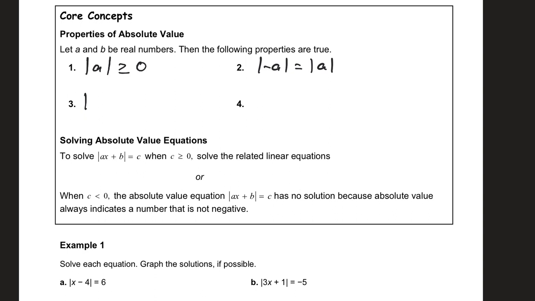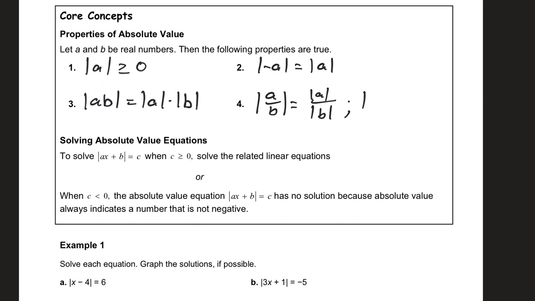We can split some things up. If you have the absolute value of two things being multiplied, A times B, then we can split that up into just the absolute value of A times the absolute value of B. And the last thing is also true, that if you have two things being divided, so the absolute value of A divided by B, that is equal to the absolute value of A divided by the absolute value of B, as long as B is not 0, because you can never divide by 0.